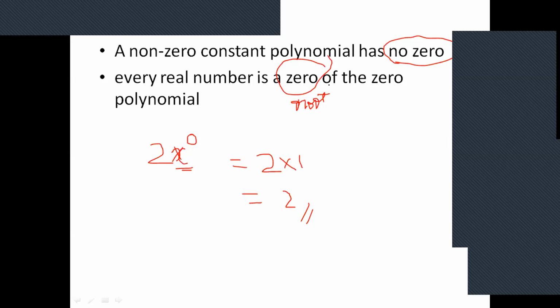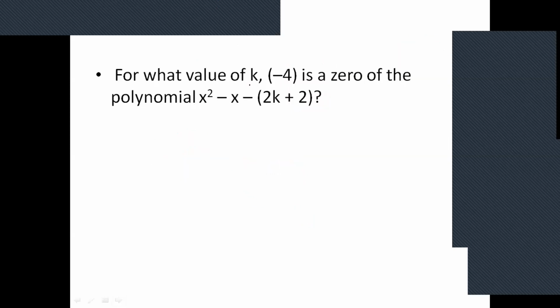One more important point is, in the case of a non-zero constant polynomial, x to the power 0 becomes 1. There is no x there to substitute anything. That is why we say there is no zero for the constant polynomial. Okay, and this is the next one.